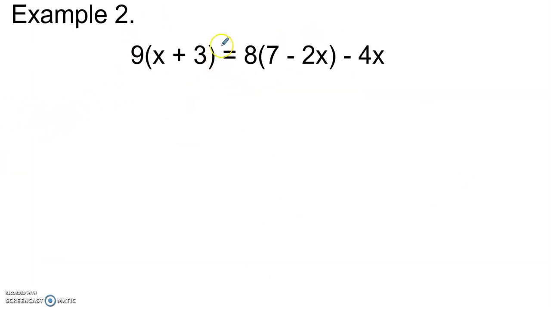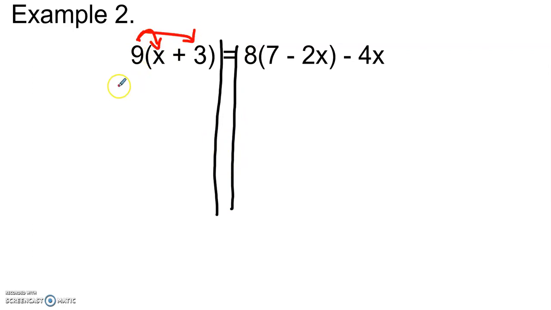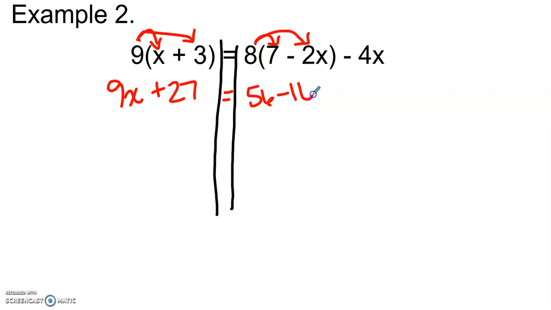So for example 2, I see that I have to distribute twice. So once on the left, once on the right. So let's go ahead and get started with that. So 9 times x will give me a 9x. 9 times 3 is a positive 27. Break down this equal sign. 8 times 7 is 56, and then 8 times negative 2x is a negative 16x minus 4x. Let's be sure that we're watching these signs. So distributing is the first part of simplifying.